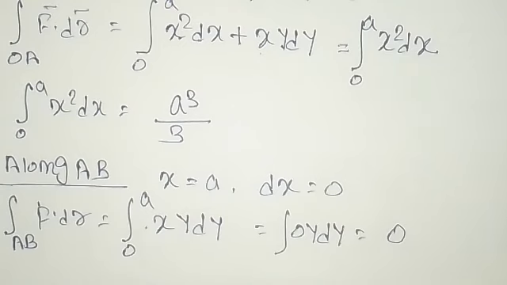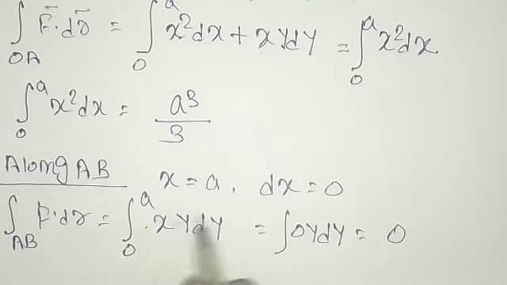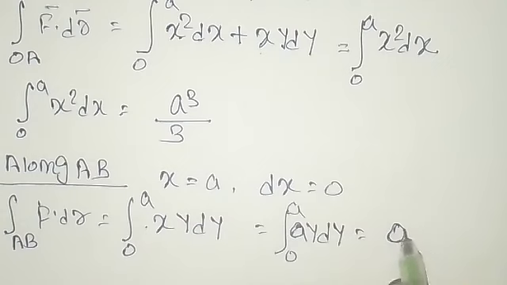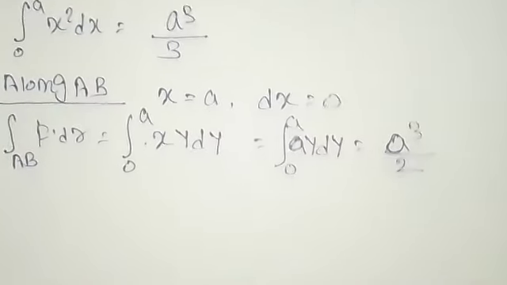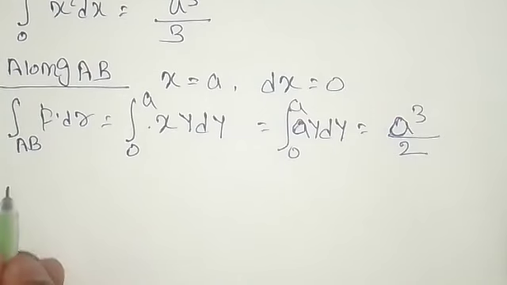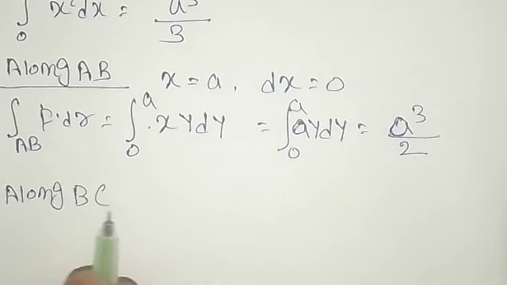Just hold on. Sorry, I'm very sorry, x is not 0, so this is what you have, a y dy, so A you can get common, and this is limit from 0 to A, y square by 2, and this will become A cube by 2. All right. So now next, there is a little bit of mistake we did, along BC, right?